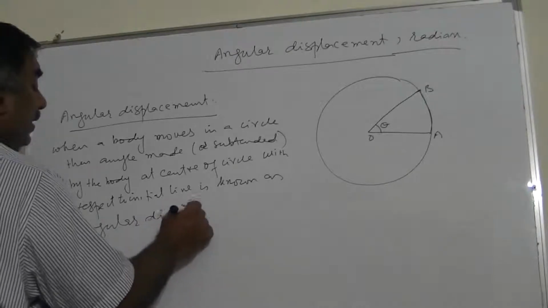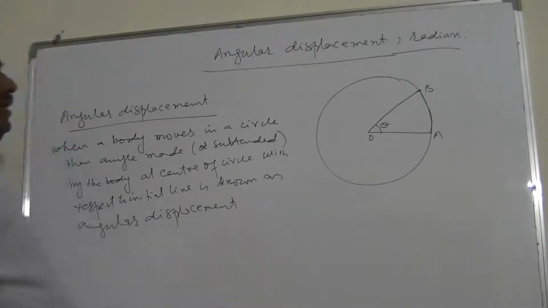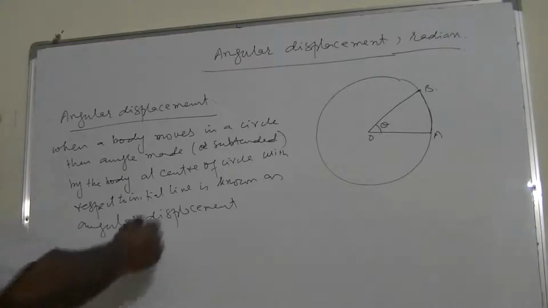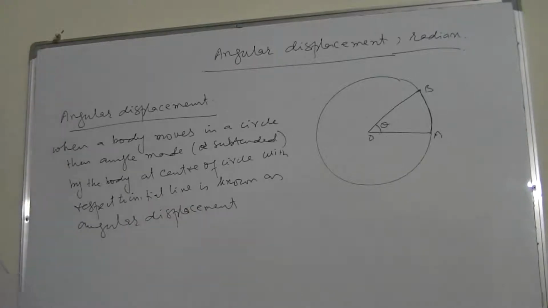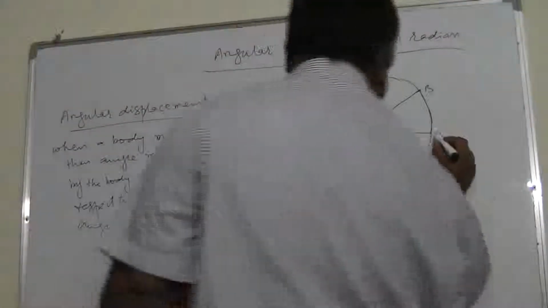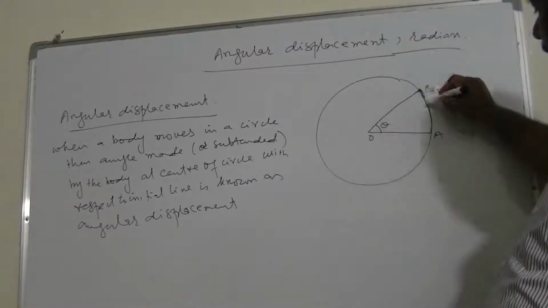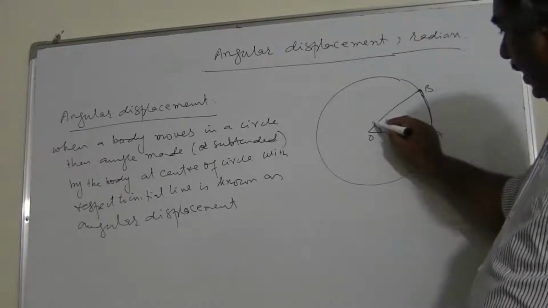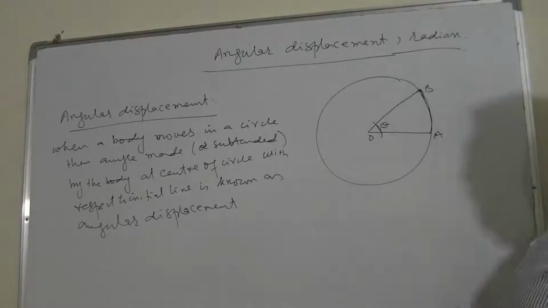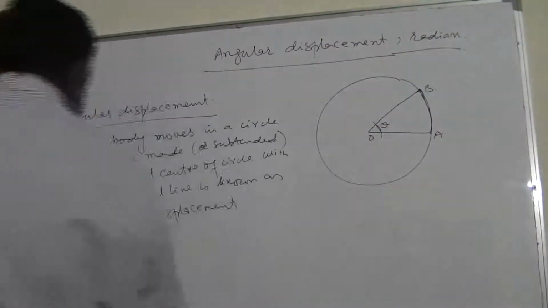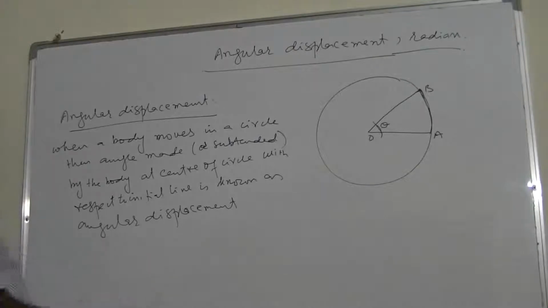Actually, its nature is a vector, but in our course, whether it is a vector or a scalar is not mentioned for angular displacement, so we do not have to mention it. We will just treat it as a physical quantity, although it's a vector, but we will not be taking its vector nature. So suppose when a body moves in a vertical circle and goes from A to B, now at a particular point the body is at B, then this angle made at the center of the circle is known as angular displacement. It is usually represented by theta.